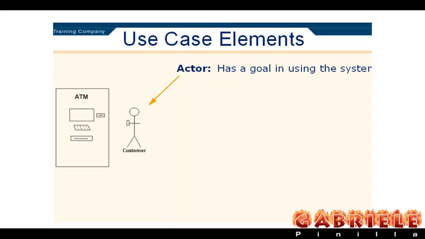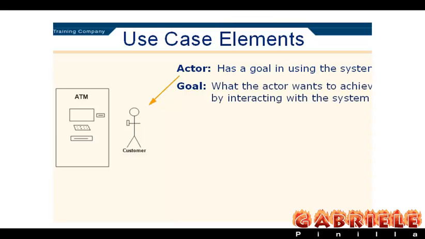So we said the actor has a goal, and what we mean by that is simply whatever it is that the actor wants to achieve by interacting with the system. For our example, let's say that the customer's goal is to get some money. We'll call this the withdraw cash use case. A use case title is a statement of the actor's goal in the form of a verb phrase. So withdraw cash is a good title for our use case.